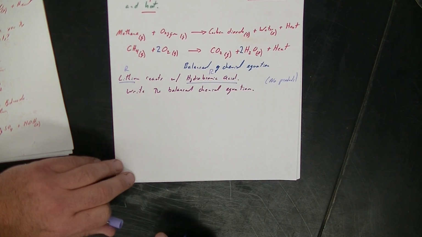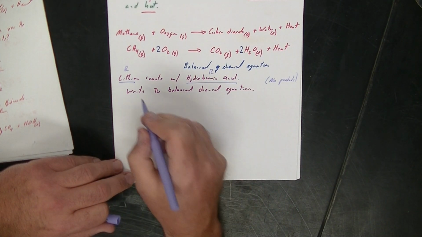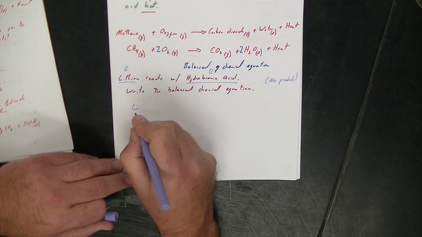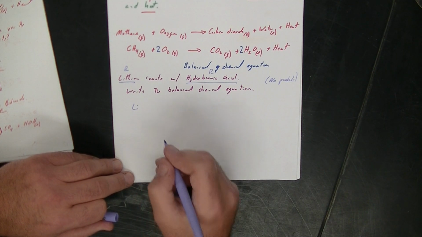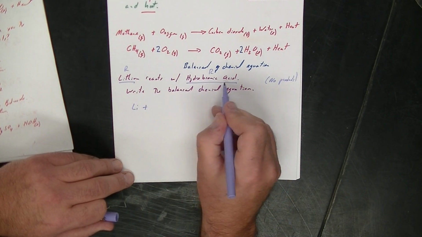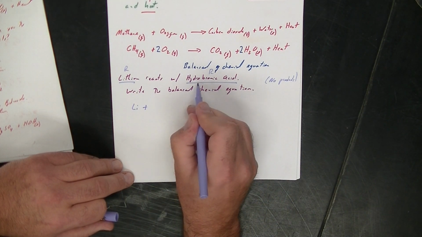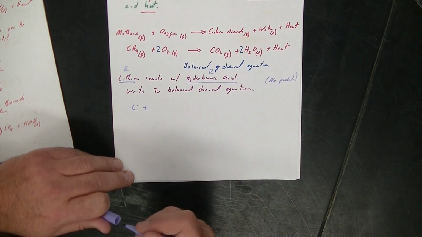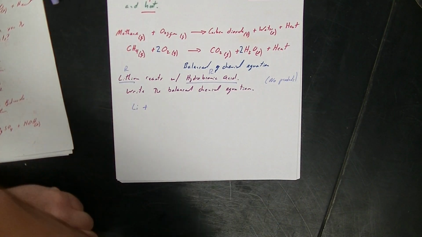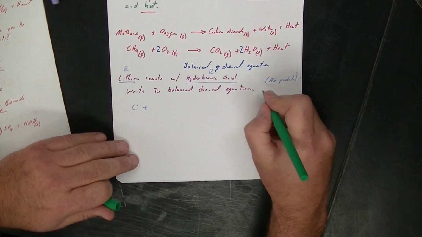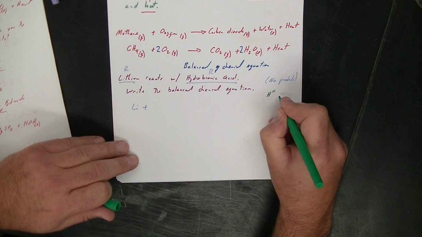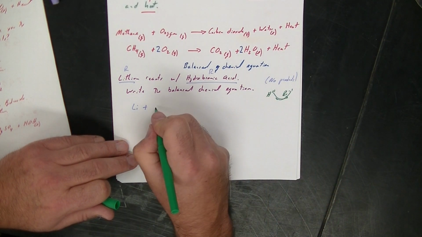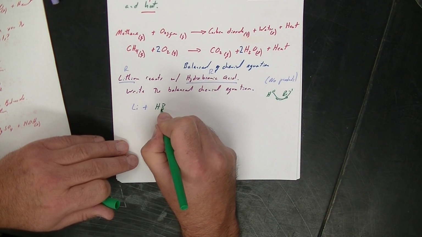So let's start by writing those. The symbol for lithium is Li. It is not a diatomic. Hydrobromic acid. Well, hydro tells us that it's binary. So to come up with that, we crisscross hydrogen with bromine. So we would go H, which is +1, Br, which is -1. This comes over here, this comes over here, and we get HBr.